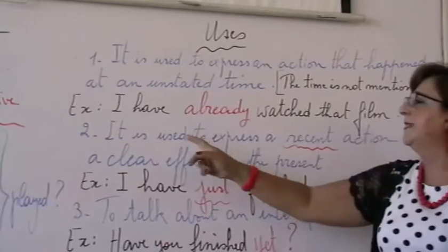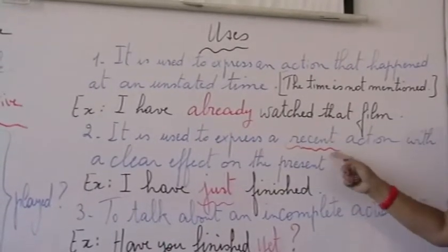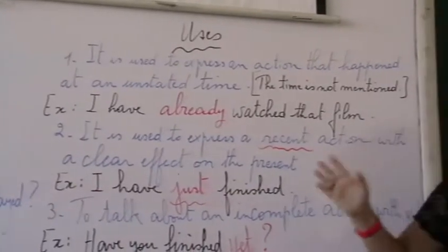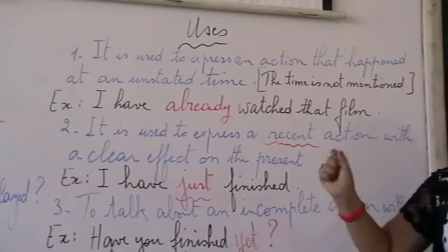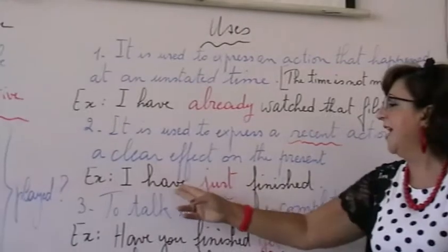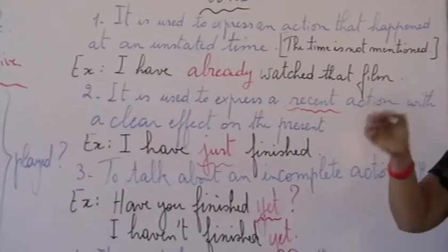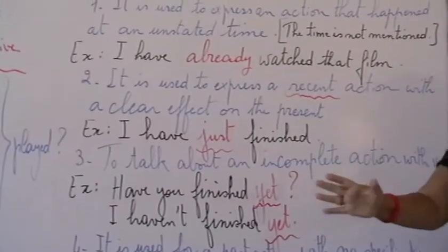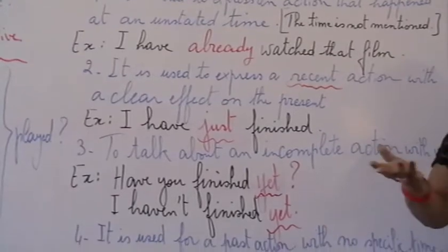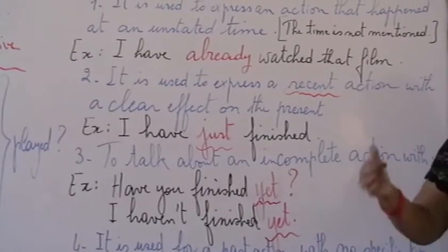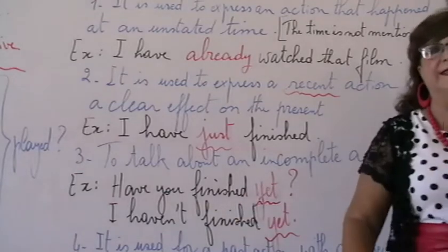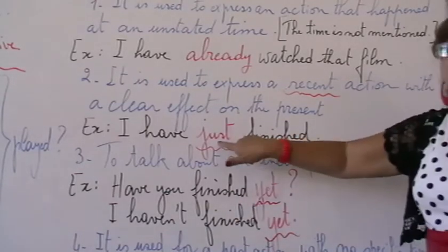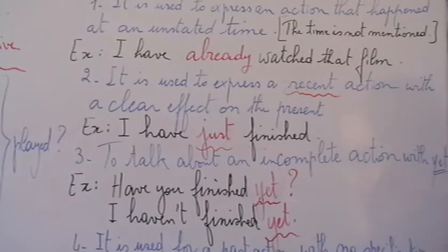Number two, it is used to express a recent action with a clear effect on the present. For example, with the word just. For example, I have just finished. It's very recent. Remember, in class when I ask, have you finished? I don't say, did you finish? I say, have you finished? Why? Because it's very recent. So, the word just, use the present perfect tense.